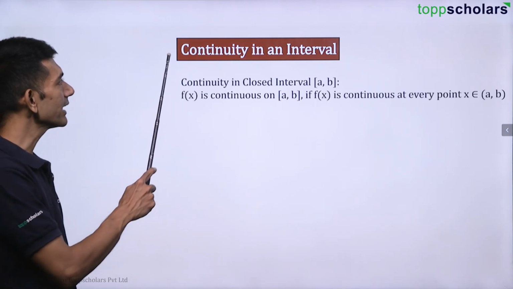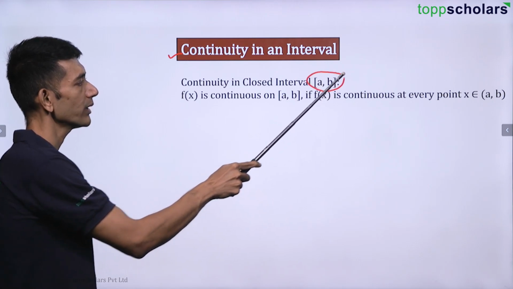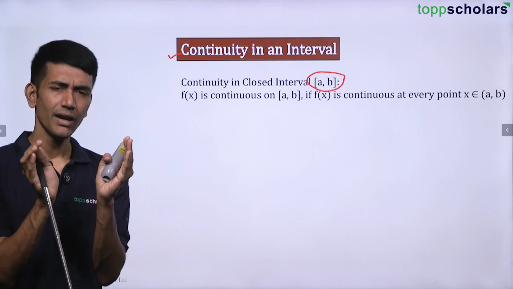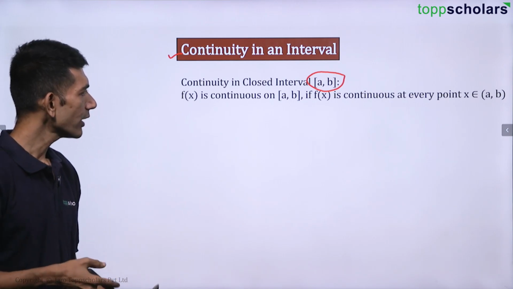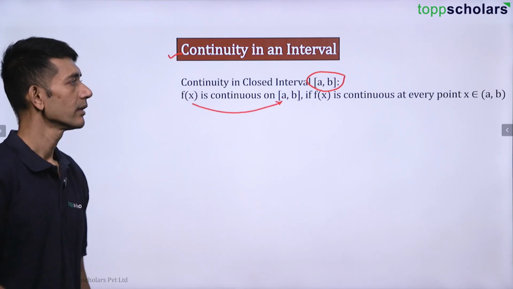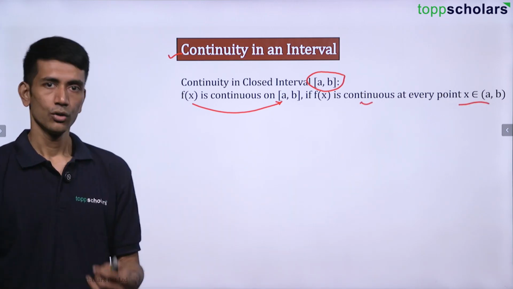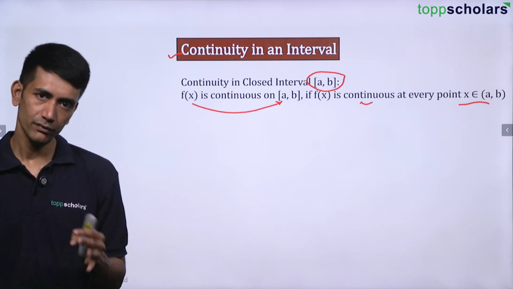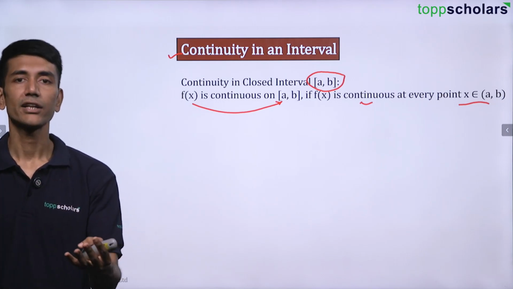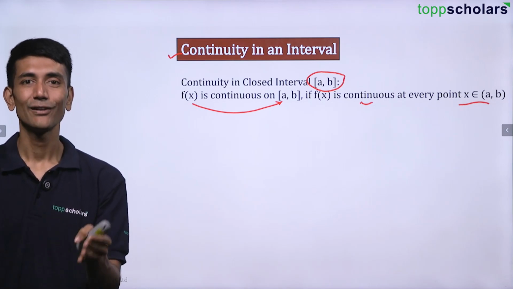Now let us talk about the continuity in a particular interval. So here we have a closed interval a to b. So here we are not talking about continuity on set of all the real numbers. We'll have a small interval, that's it. So f(x) is continuous on the closed interval a to b when it is continuous at every point in the open interval, first of all. So to be continuous in the closed interval, firstly it needs to be continuous in the open interval, not closed.